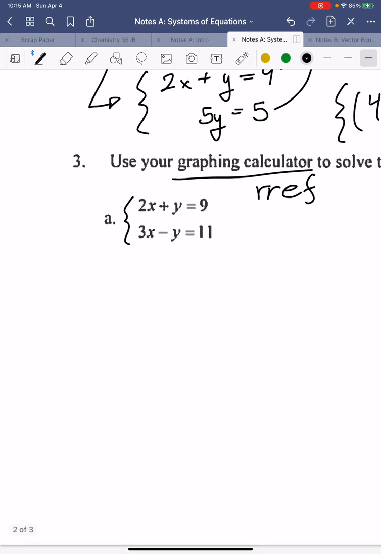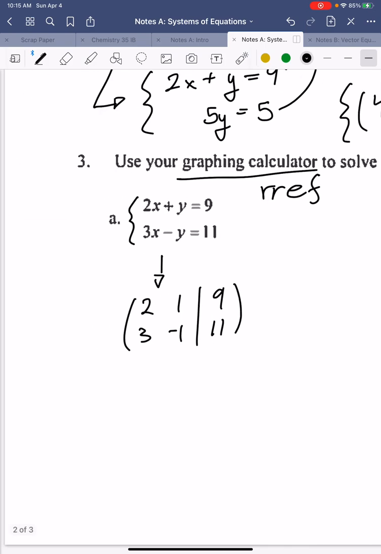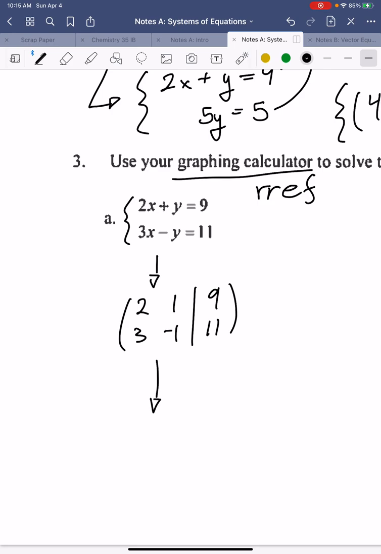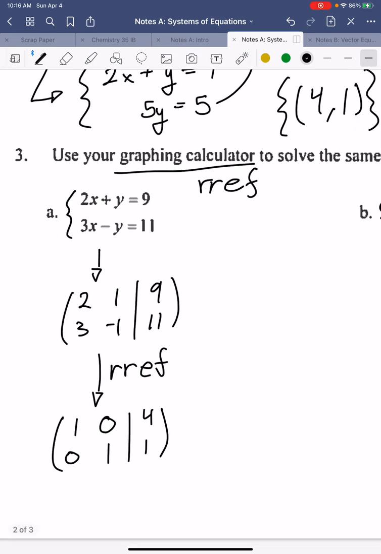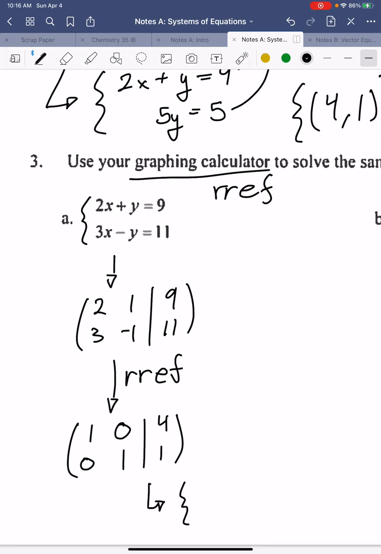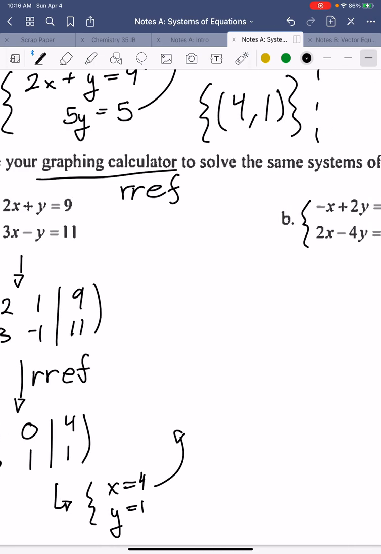So step one is converting this into a matrix, right? So we're going to do that. So 2, 1, 3, -1, 9, 11. Now, on paper 2, if they ask you to do this, you would put an arrow with RREF, plug this into your calculator, and you'd get 1, 0, 0, 1, 4, 1. Now, if you convert this back into a system, this just means that x equals 4 and y equals 1. So if you want to turn this into a solution, that's the same as saying (4, 1).